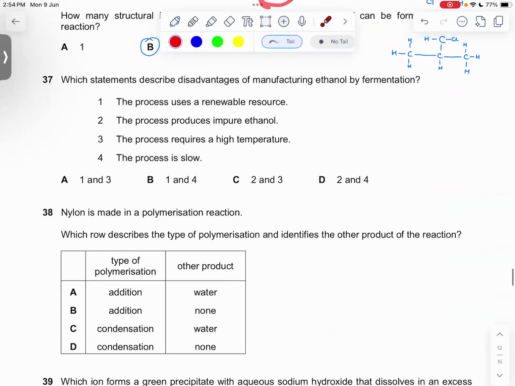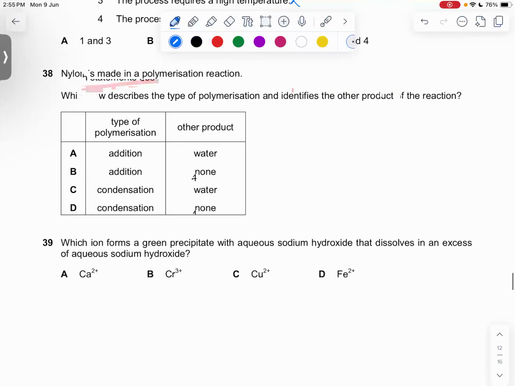Next, which statements describe disadvantages of manufacturing ethanol by fermentation? The process uses a renewable resource. That is actually an advantage, not a disadvantage. The process produces impure ethanol. That is a disadvantage. We do not like impure ethanol. The process requires a high temperature. That is wrong, the process does not require a high temperature, so this is misinformation. The process is slow. Yes, that is a disadvantage. So the answer is 2 and 4.